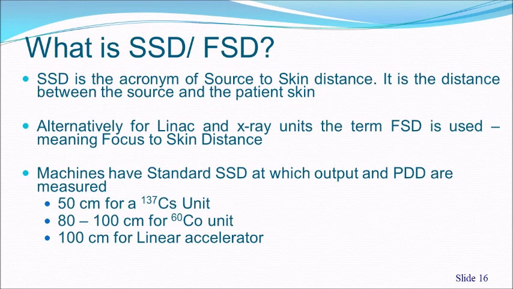What is SSD or FSD? As we discussed earlier, SSD is the acronym for source to skin distance. It is the distance between the source and the patient's skin. Alternatively, for LINAC or X-ray units, you can use the term FSD, which is the focus to skin distance. Machines have standard SSD. That means this is the point at which you measure the output or PDD, etc. For example, cesium units have 50 centimeters, cobalt have either 80 or 100, and linear accelerators have 100 as the SSD.